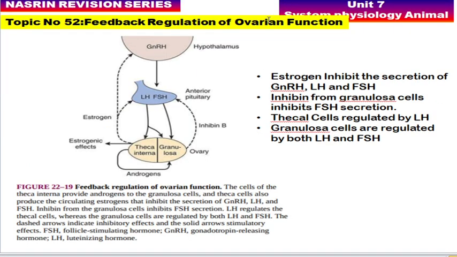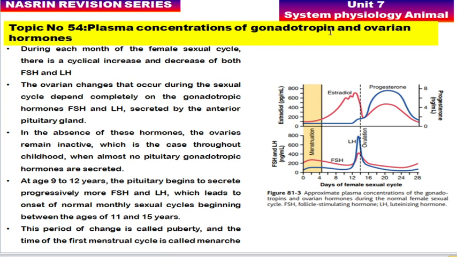Next, feedback regulation of ovarian cell function. From the hypothalamus, GnRH is produced, which will stimulate the anterior pituitary to produce LH and FSH. Estrogen will inhibit the secretion of both LH and FSH and also GnRH. Inhibin is a hormone produced from the granulosa cell, and this inhibin will inhibit FSH secretion. As a result, the thecal cells are regulated by the LH hormone, since they have LH receptor, whereas the granulosa cells are regulated by both LH hormone as well as FSH hormone. Next, the plasma concentration of gonadotropin and ovarian function.